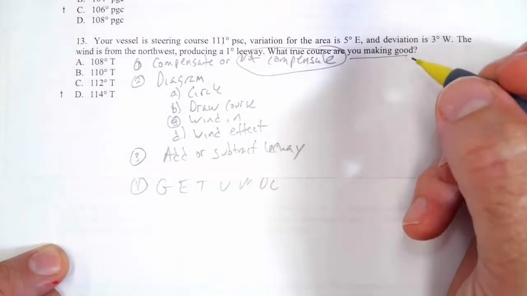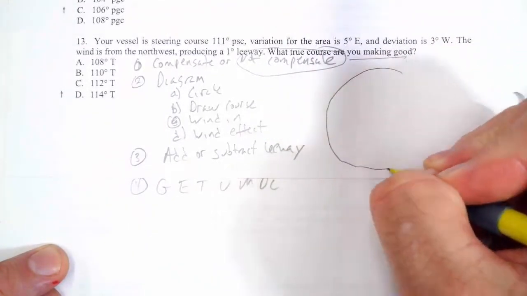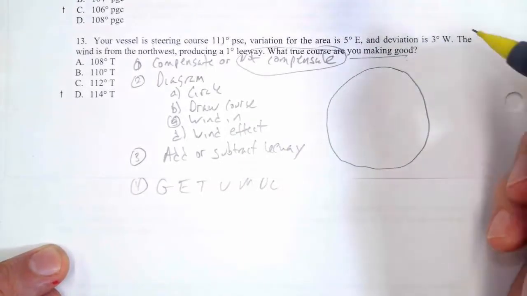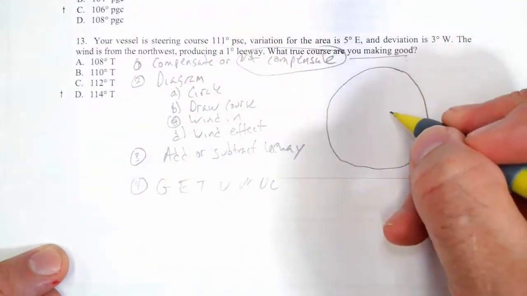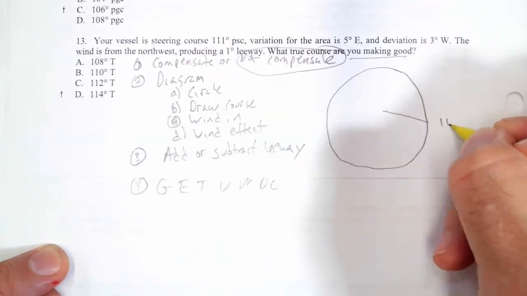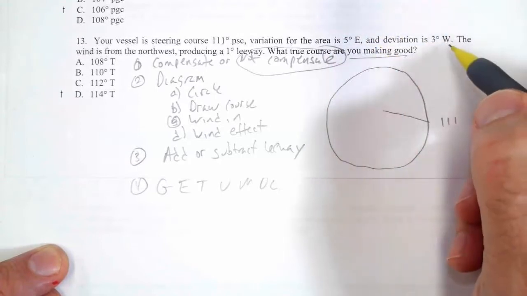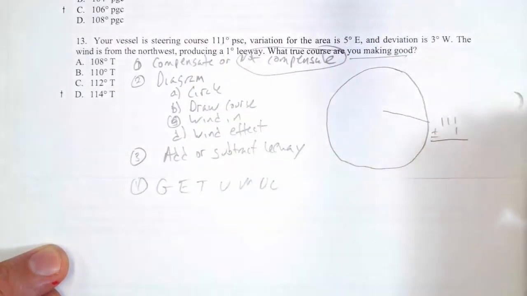So now I'm going to draw my diagram over here, nice and big. My first thing to do is to draw the circle. I did. Now draw in my course. So 111, that's 090, so 111 would be about something like this. And my leeway is 1 degree. So I'm going to either add or subtract that. I don't know until after I finish this diagram.